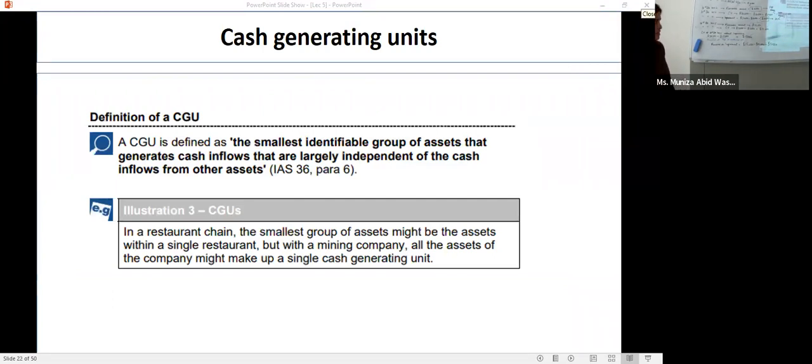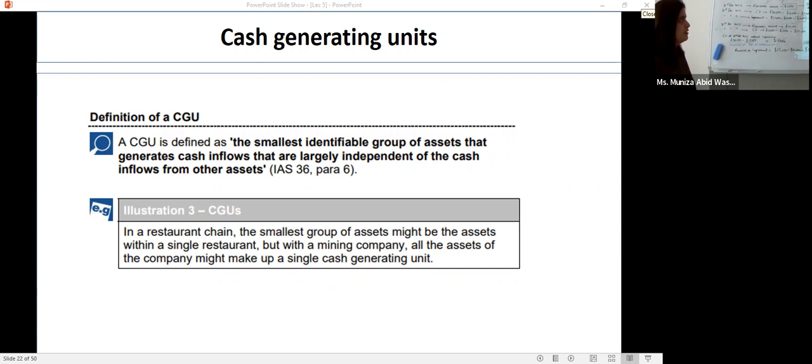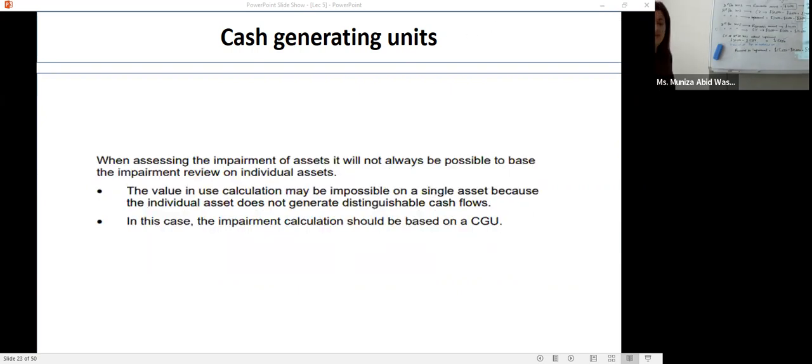Definition of cash generating unit. A cash generating unit is defined as the smallest identifiable group of assets that generates cash inflows that are largely independent of the cash inflows from other assets. When assessing the impairment of assets, it will not always be possible to base the impairment review on individual assets. How are we going to review all the assets and see whether impairment has occurred or not? So we collect all those assets, and collectively we see whether the impairment has occurred or not.